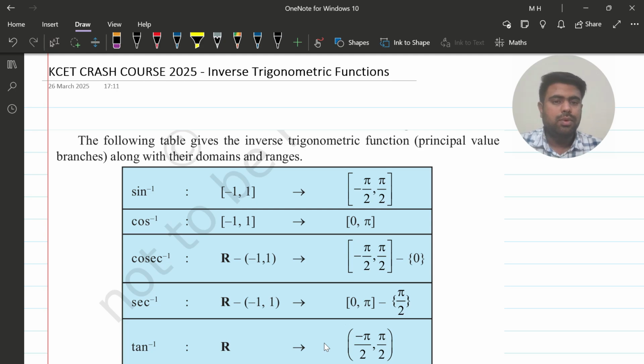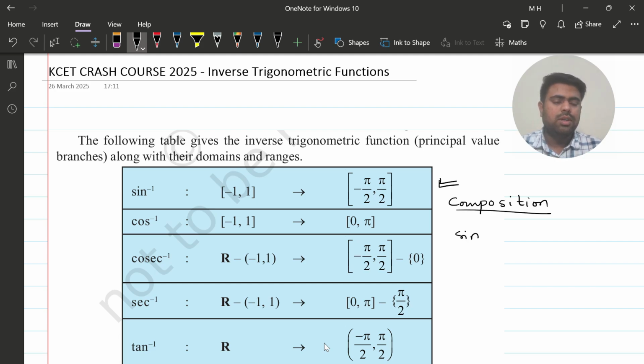You first focus on the domain and range of the inverse trigonometric functions, which I have given on this chart here. Okay, and then the properties of inverse trigonometric functions. The additional properties of the inverse trigonometric functions are removed now. Those properties are not in the syllabus. The only property that you have is the composition of trigonometric and inverse trigonometric functions. Okay, what are those properties?